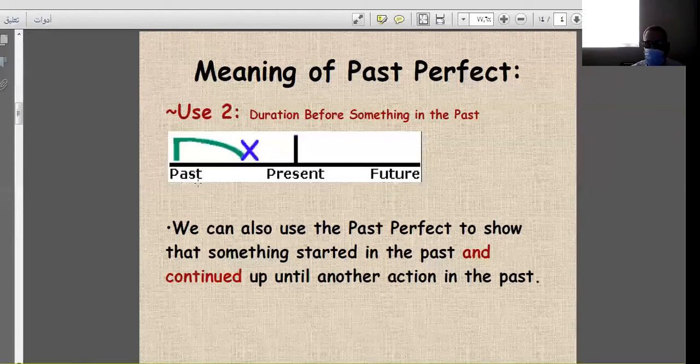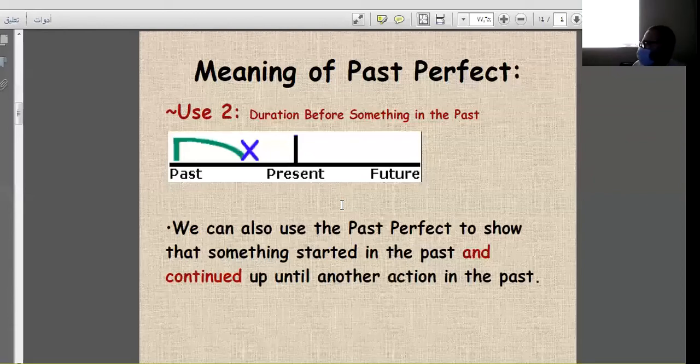Okay, can you read this, Mr. Bakr, for me? You can also use the past perfect to show that something started in the past and continued until after the action in the past. So, you mean that when we are explaining past perfect, we have two actions. Both of them are in the past, but one of them is older than the other. Can you give us an example from your mind, Mr. Bakr? For example, I had read the book, then I closed it.